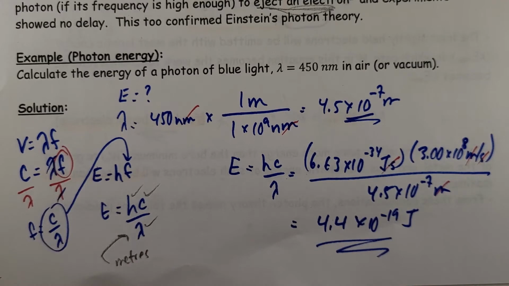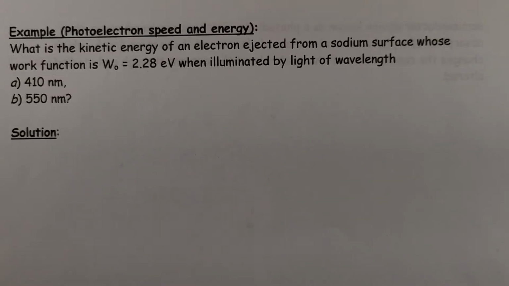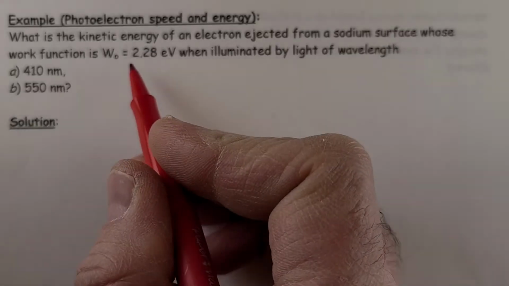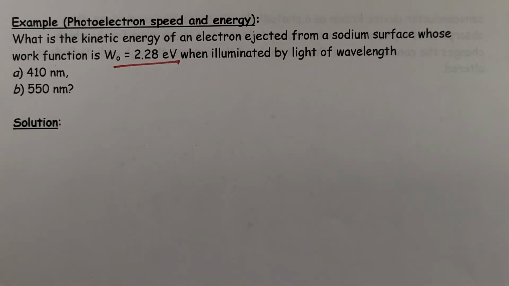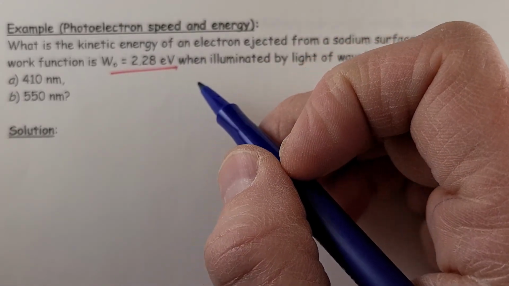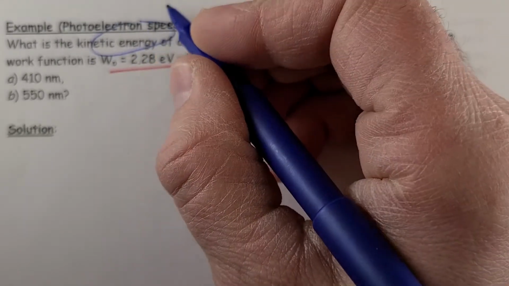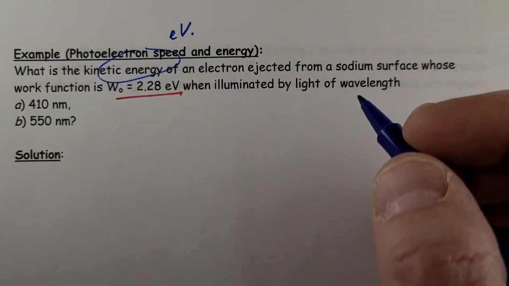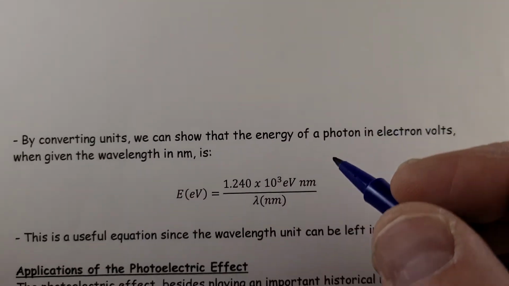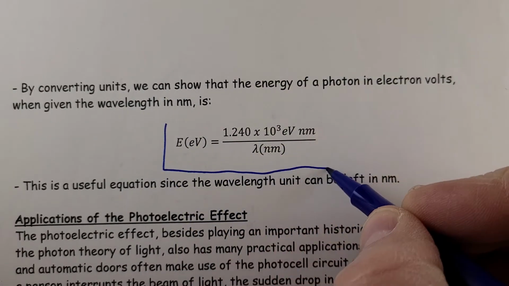So we can assume that we calculate the energy in joules rather than electron volts, unless it's otherwise stated in the question. All right, let's look at another example. Now we could do this a long way or we could do it a short way. I think I'm going to do it the shortcut way, because that way we won't have to convert anything. Because if you notice here, we're given the work function in electron volts. So what is the kinetic energy of an electron ejected from a sodium surface whose work function is 2.28 electron volts? So unless we were told differently, we can assume that we need that in electron volts, which means that we can use this other relationship that we have.